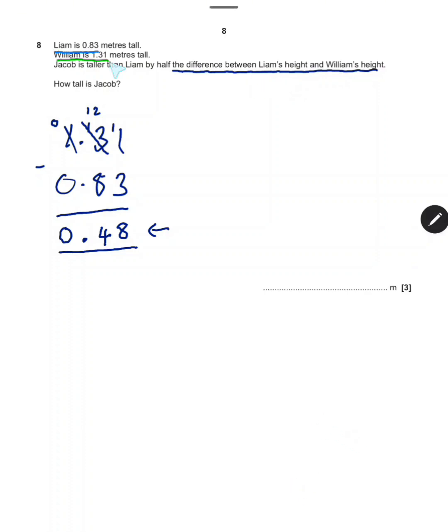If we go back to this third line and look at what we're saying about Jacob, it says Jacob is taller than Liam by half of this difference. So what I need to do is half this 0.48. Well, 48 halved is 24, so 0.48 halved would be 0.24. Back to Jacob then. It says he's taller than Liam by this amount.